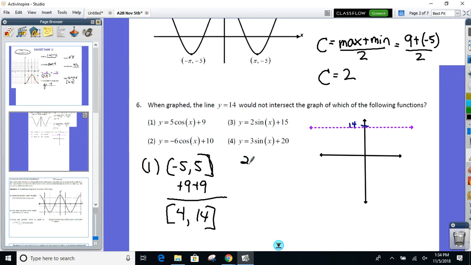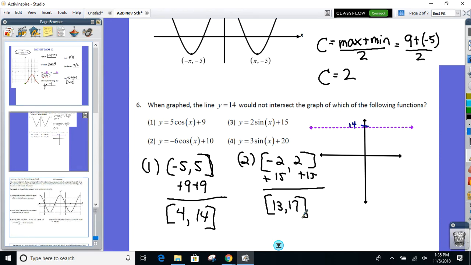All right, let's go to 2. And I know I should be asking individually, but we just don't have the time here today. Before I shift it 15 units, what's my min and max? -2 and 2. Add 15 now. Go up 15. New minimum 13, new maximum 17. Okay, will that graph hit? Well, some of you are shaking your head no. Why not? Here's the graph. It's going to hit because 14's in between there.